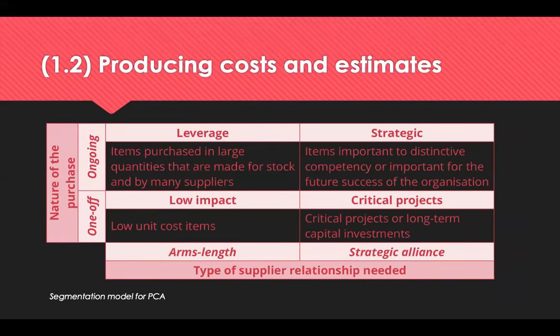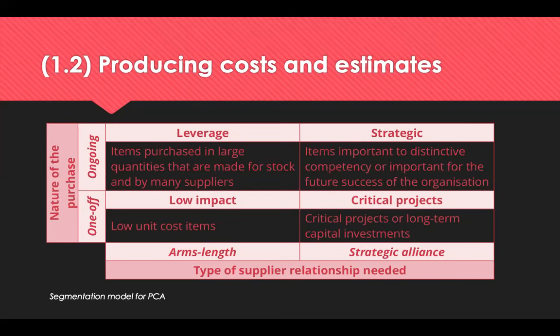So this is the Kraljic matrix that's been amended to some sort of segmentation model. And it considers the nature of the purchase, whether it's ongoing or one-off, and the desired relationship with the supplier. Do you need an arm's length relationship or some kind of partnership, strategic alliance? It produces the four quadrants: leverage, strategic, low impact and critical, which I guess are usually routine or bottleneck.